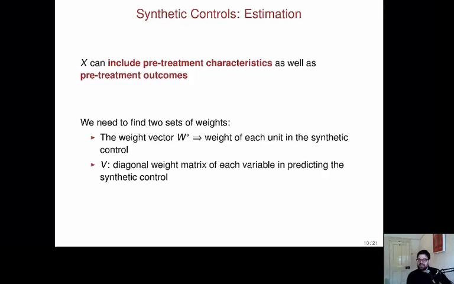And for that, we actually need two sets of weights. The one set of weights, W, determines how much each unit in the donor pool counts within the counterfactual. So in the example of Spain, how much does Catalonia, how much does the region around Madrid, or how much does Galicia count for the synthetic counterfactual?